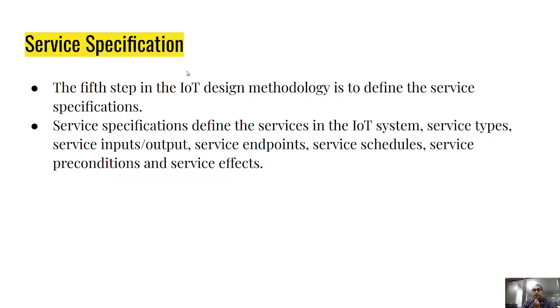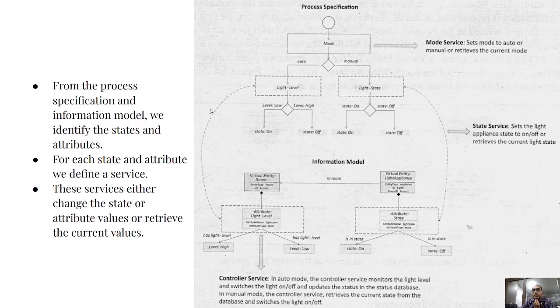Next is the service specification. This is the fifth step in the IoT design methodology, and it is to define the service specifications. Service specifications define the services in the IoT system, the service types, the service input outputs, then the service endpoints. Service schedules are also there, service preconditions, like what condition when met will turn on the light or turn off the light, and then the effect of the service, which device will be actuated.